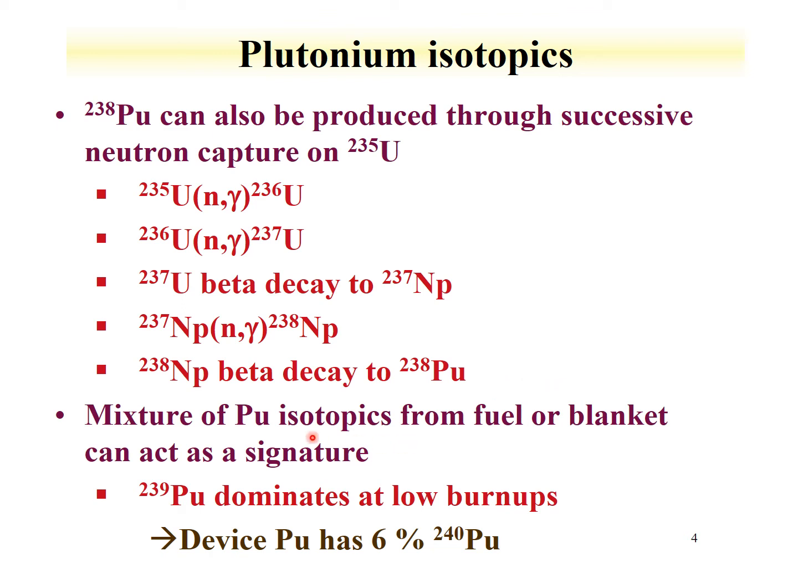So a mixture of plutonium isotopics in fuel or blankets can act as a signature. The key is that plutonium-239 dominates at low burnups, and device plutonium has about 6% or less of plutonium-240. So these are key signatures that if one were to interdict plutonium material and it had relatively low amounts of plutonium-240, that is a strong indication that it was used for a device.